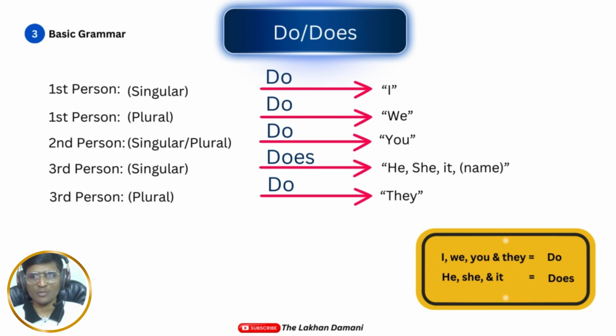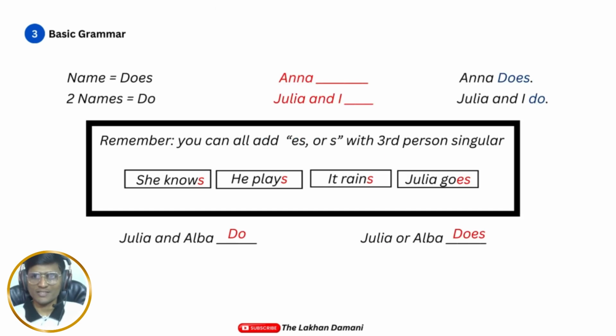Here we have a simple box. I, we, you, and they do. He, she, and it does. I hope you understand accurately. Let me teach you one more interesting part.